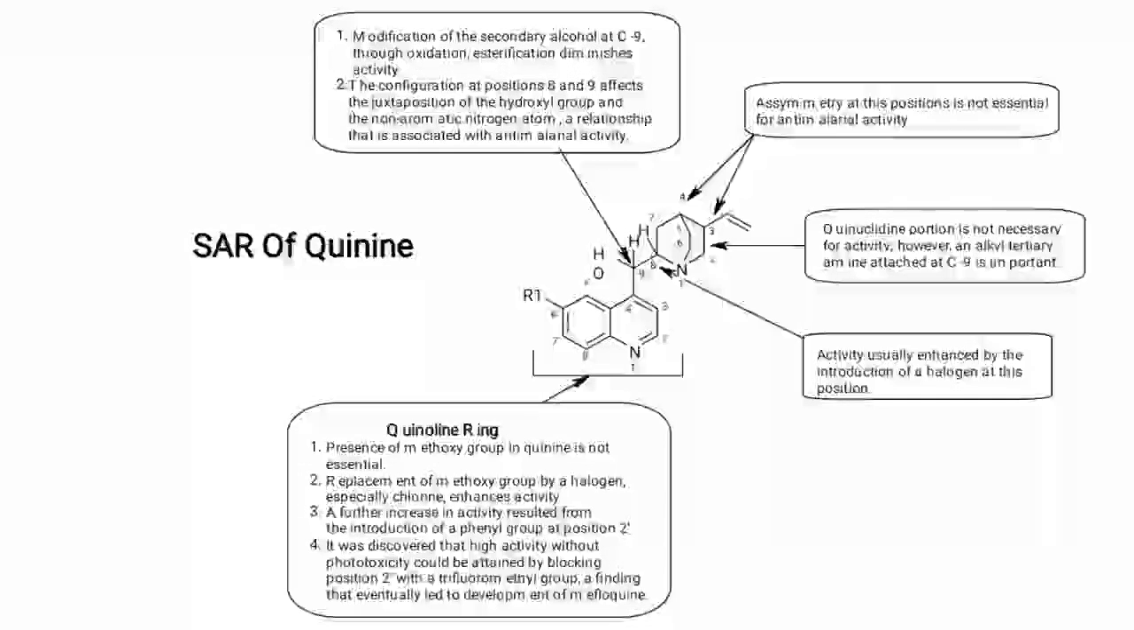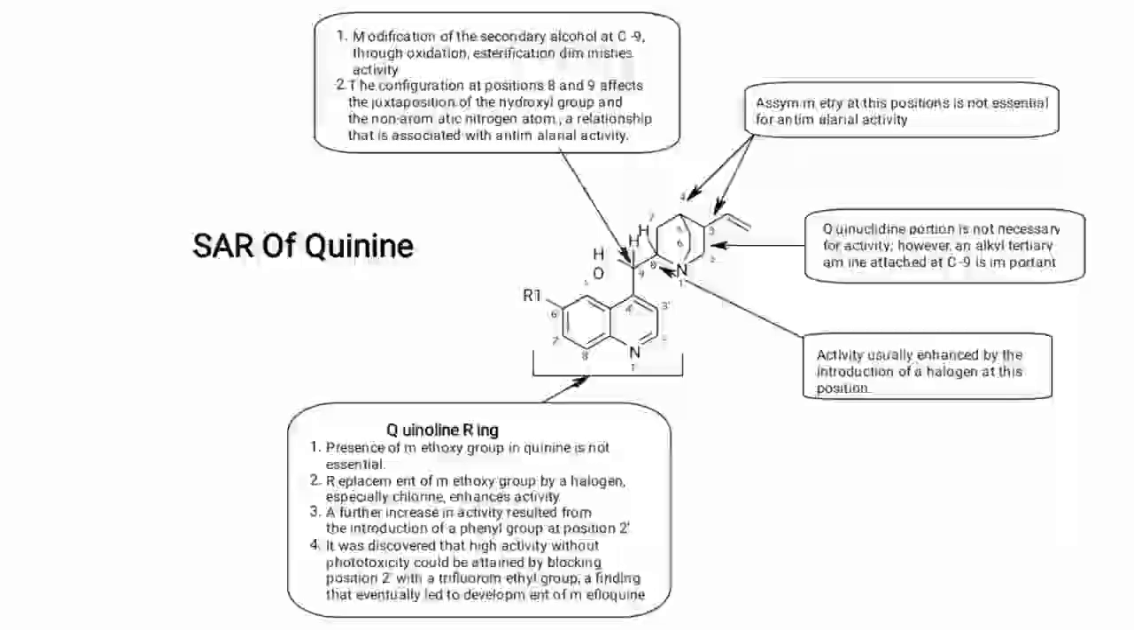And at position number 9, modification of the secondary alcohol at C9 through oxidation or esterification diminishes the activity. So position number 9 should not be modified by oxidation or esterification, as that leads to diminished activity.